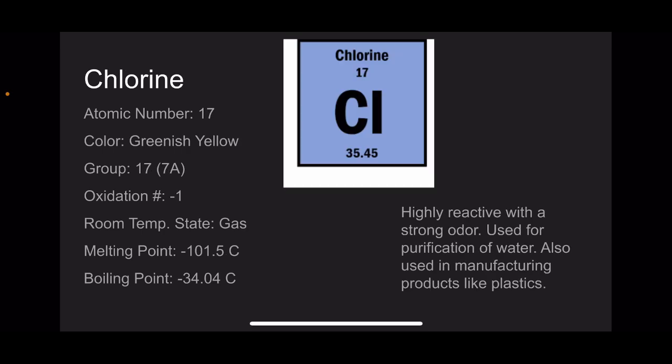Next, we have chlorine. Its atomic number is 17. Its color is a greenish yellow. It is in group 17 or 7A. Its oxidation number is -1. And at room temperature, it is a gas. Its melting point is negative 101.5 degrees Celsius, and its boiling point is negative 4.04 degrees Celsius.